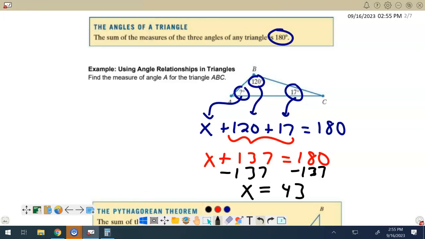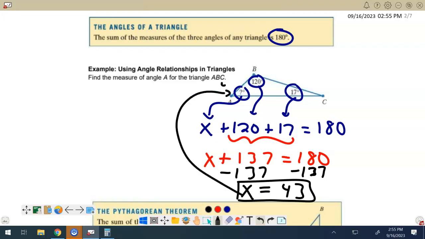So we're going to get 43. The measure of angle A is 43. Right? So that missing angle is 43 degrees. Okay. All right. Let's take a look at the next topic we have.